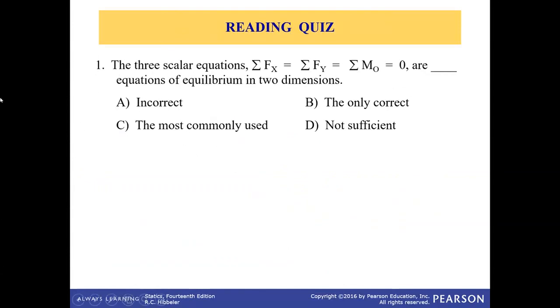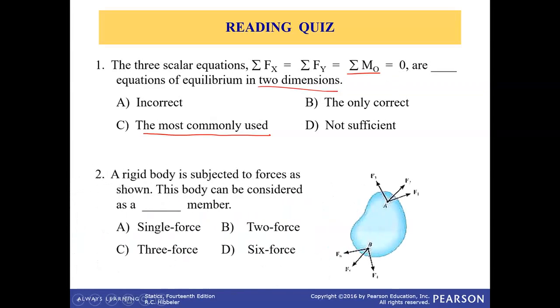Three scalar equations, sum of forces in x equal to 0, sum of forces in y equal to 0, and sum of moments about point O equal to 0, are the most commonly used equations of equilibrium in two dimensions. They are not the only equations, there are more than these three, but they are most commonly used.